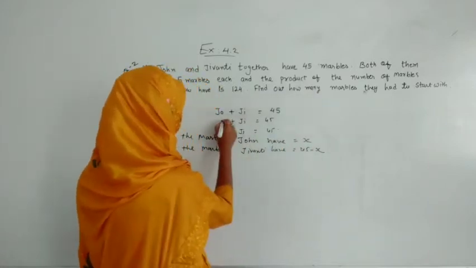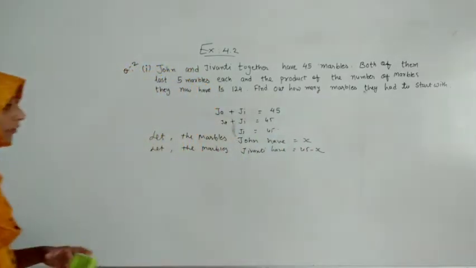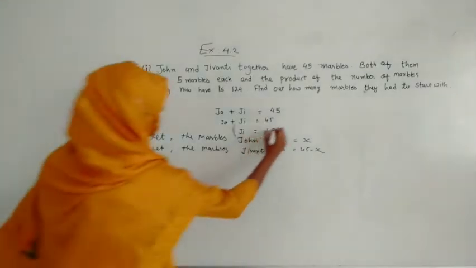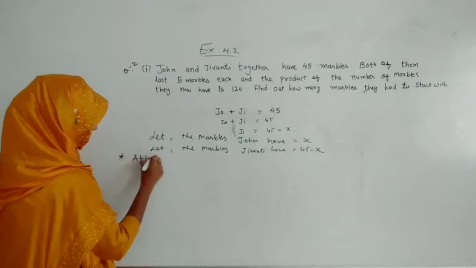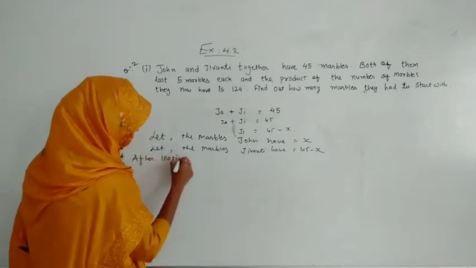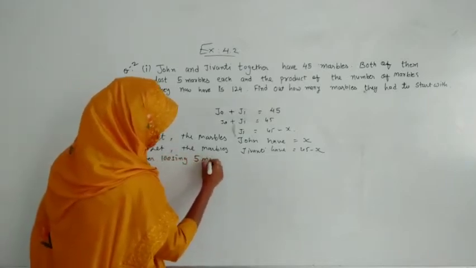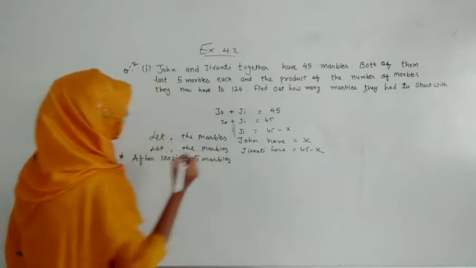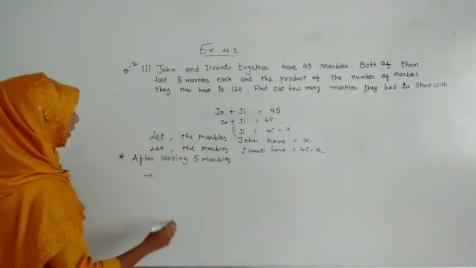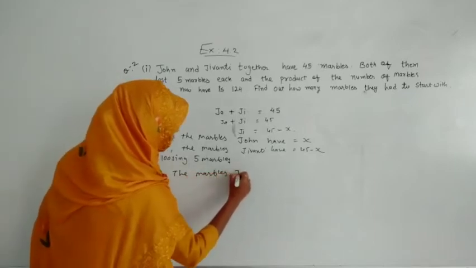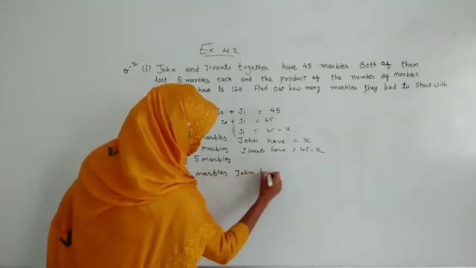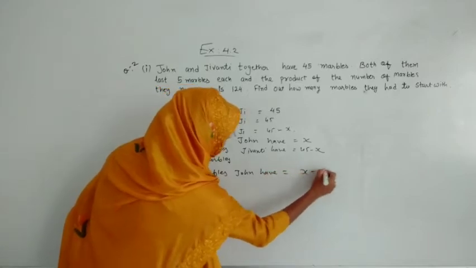So here we will again guess that after losing 5 marbles, the situation will be new. So now what do they have? The marbles John has will be x minus 5.